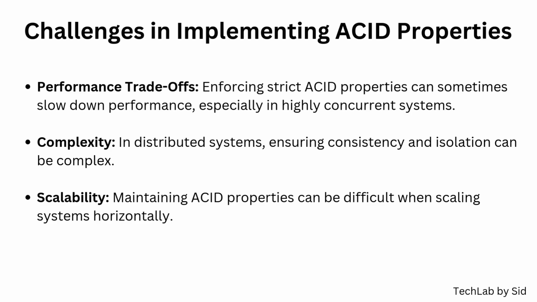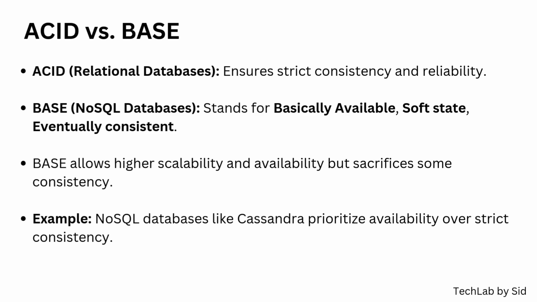Additionally, maintaining ACID properties in distributed systems can be complex, as the database is spread across multiple machines. Balancing these factors while ensuring that performance and reliability are not compromised can be a challenge for database administrators and developers. An interesting comparison to ACID is BASE, which stands for basically available, soft state, and eventually consistent.